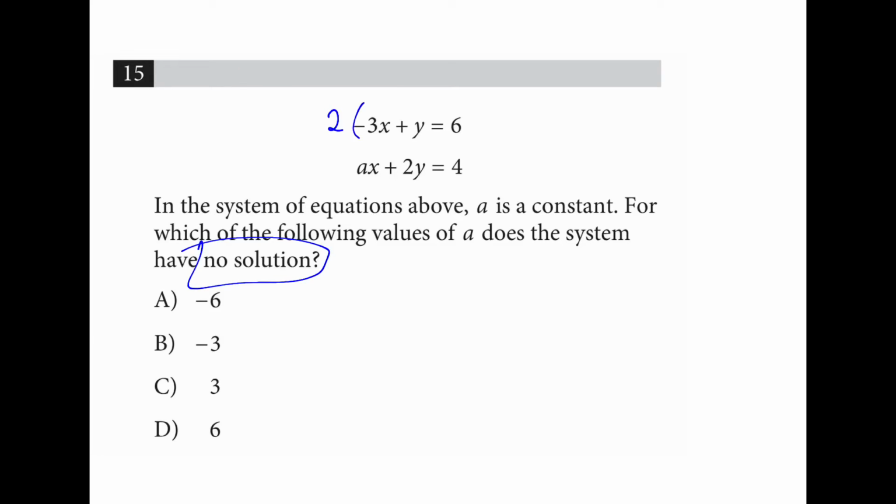So first let's double this top one. So we have negative 6x plus 2y is equal to 12. The reason I did that is now the y coefficients match up. And we can see that if we make the x coefficients match up too, then everything will cancel out except for the constants and we'll be good. So if we put in a negative 6, then we subtract straight down all three columns, x's and y's go away, and we're left with a number on the right.